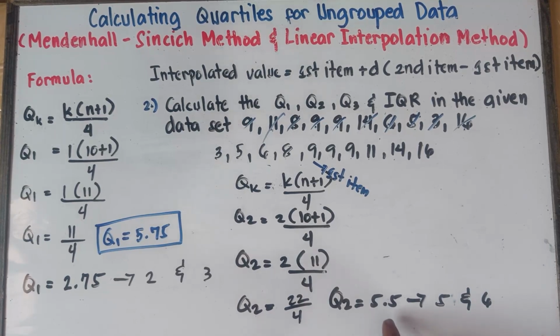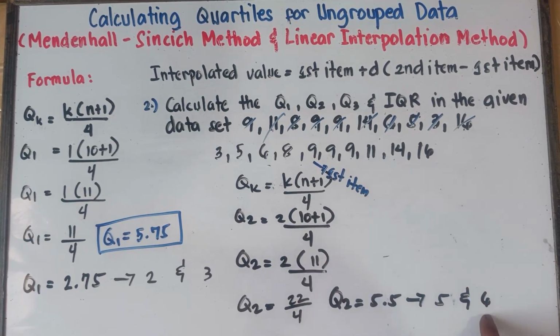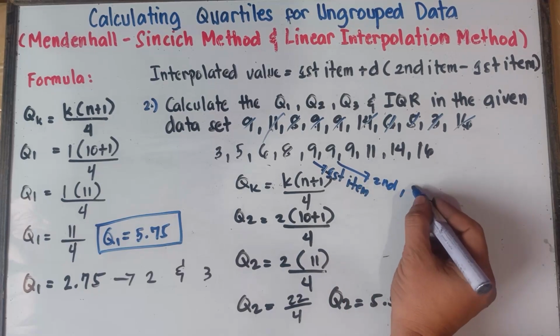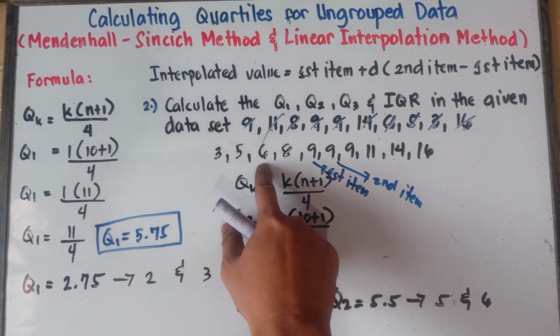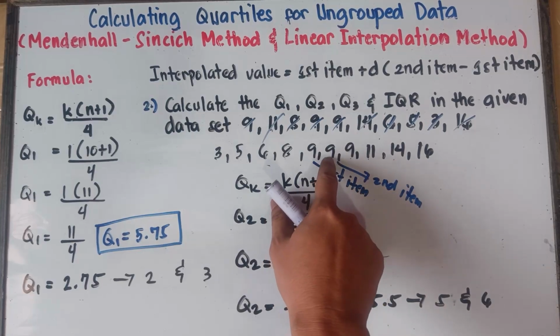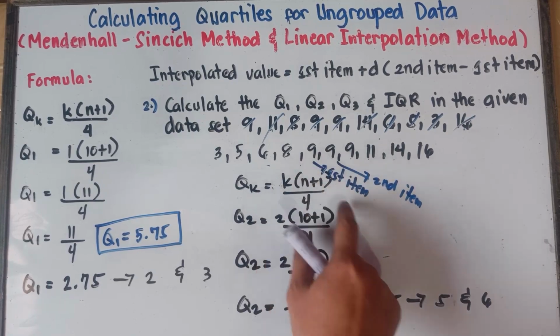Once again, class, 5.5, so 0.5 is in between 5 and 6. The fifth position is your first item, and the sixth position is your second item. We don't have enough space, class, I do apologize. So 1, 2, 3, 4, 5: the fifth position is our first item, 9, and the sixth is our second item, 9. Same number. First item is 9, second item is 9.